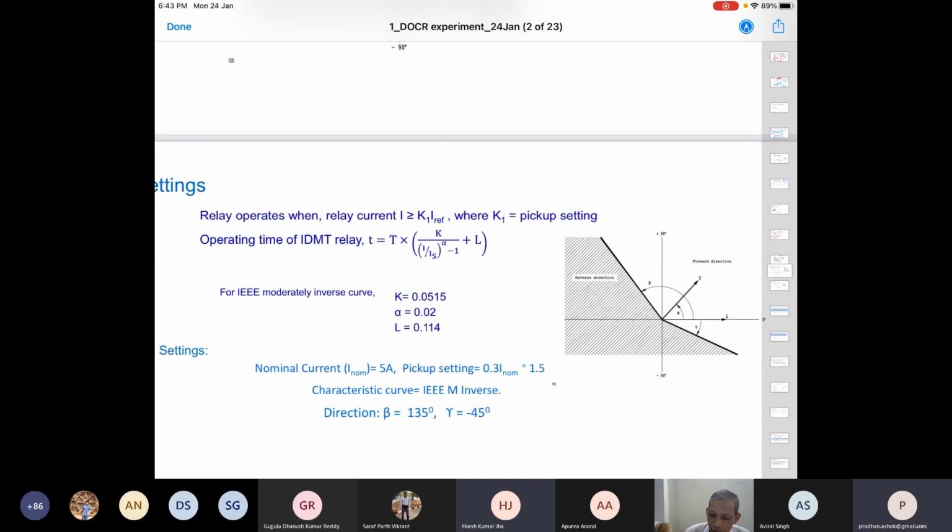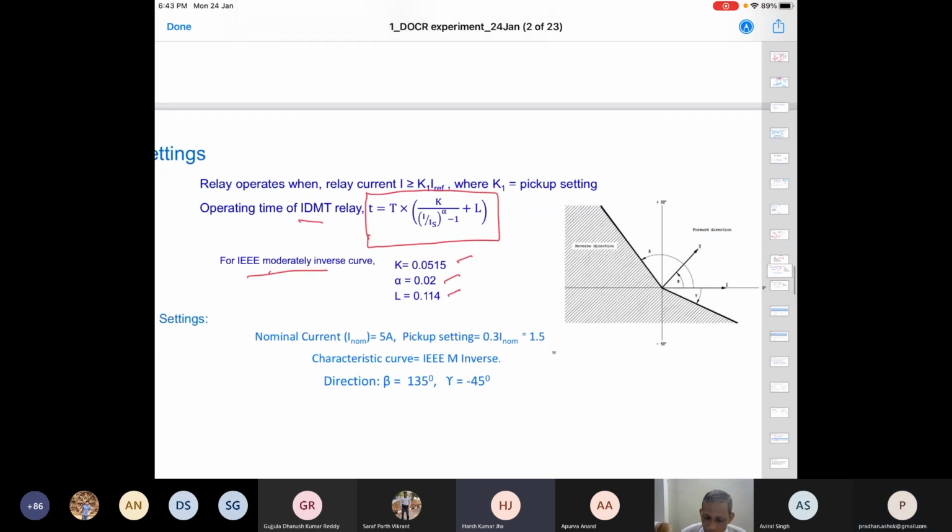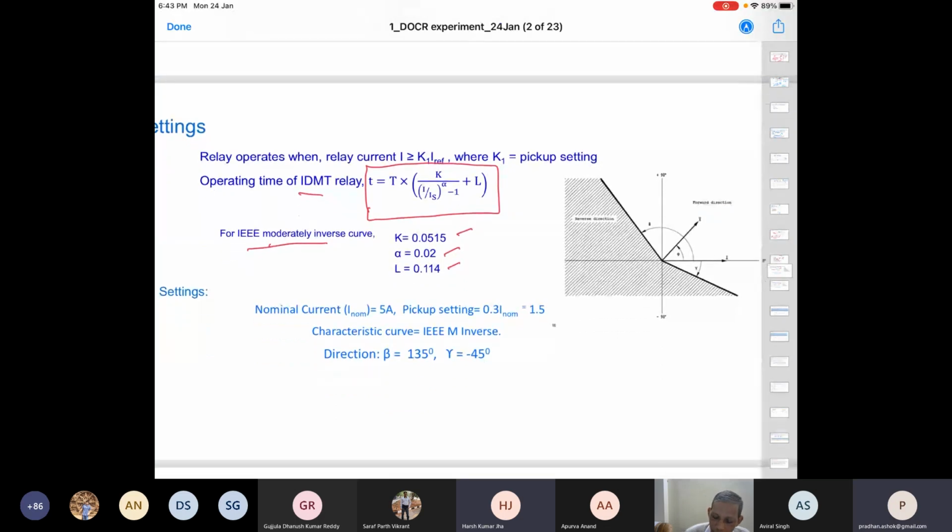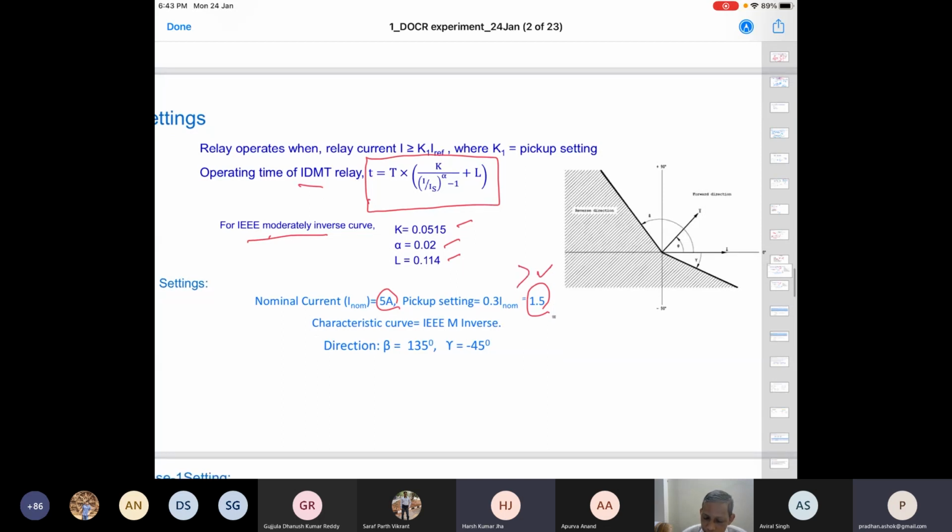On the directional relay, for the current part, we have this IDMT characteristic, the same equations we have taken earlier, if you remember: the IEEE moderately inverse, with K 0.05, alpha 0.02, and so on. This is what is set in the relay, the P134 series. The nominal current is a 5 ampere CT, and the pickup setting is 1.5 ampere. So we keep the corresponding current always greater than 1.5 ampere, so that the overcurrent part is taken care of.